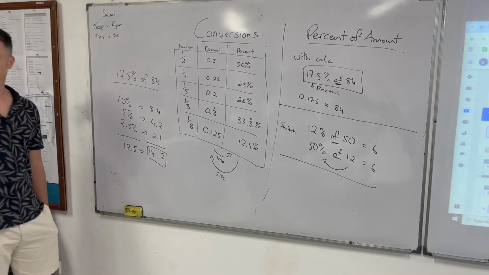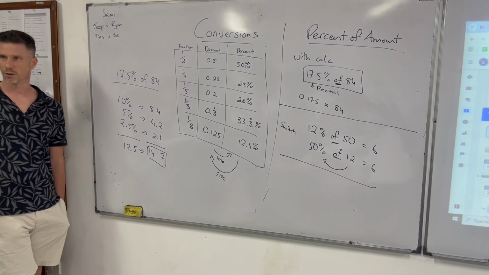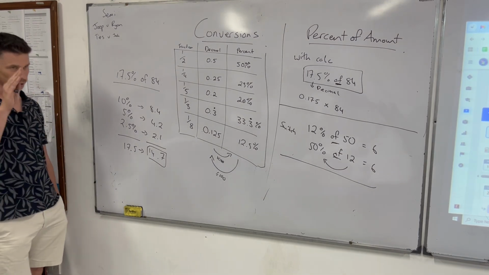So work with percentages that are easy to work with. So 10% is always a good place to start, or 1% and build it up.